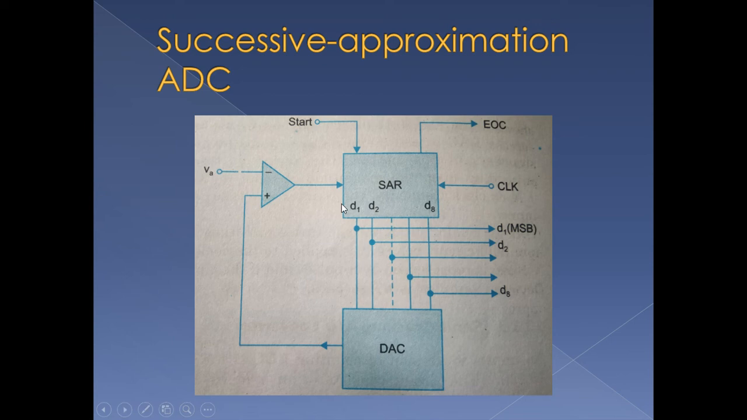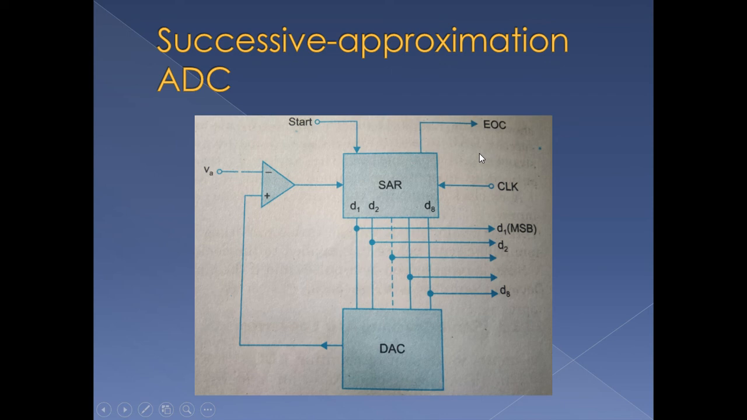This is the block diagram of the successive approximation ADC, which contains a SAR register, a digital to analog converter, and one comparator. This input is the start of conversion. When this input is enabled, the process starts and begins converting the analog input into digital. This output is the end of conversion: once the process is completed, we get the signal from EOC.